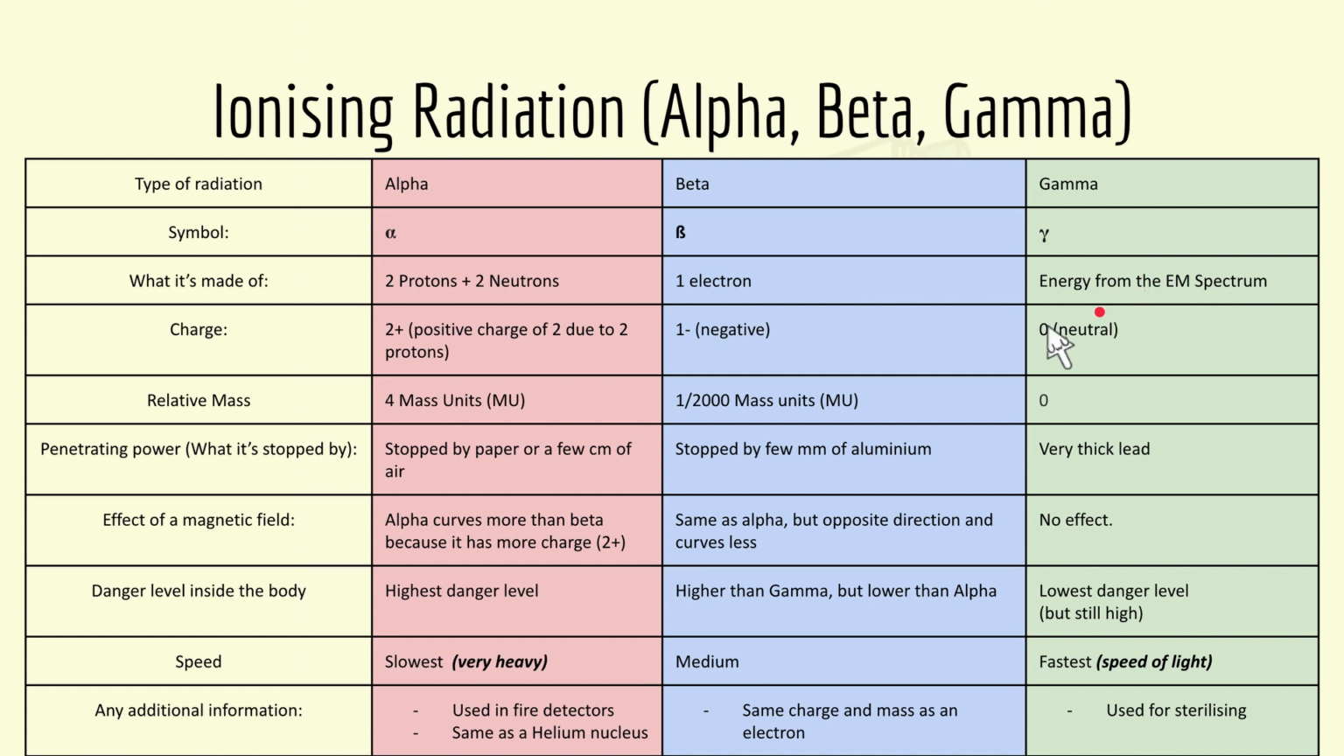and no charge. Relative mass is 4 mu, because one proton is 1 mu and 1 neutron is 1 mu, so 4 of these is 4 mu, and beta is these in zeros.